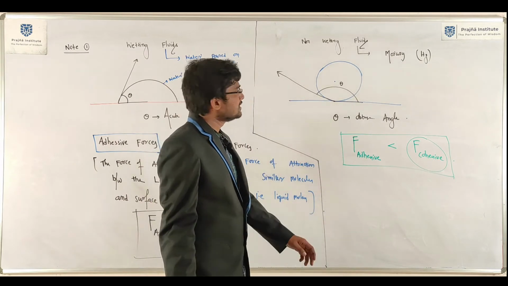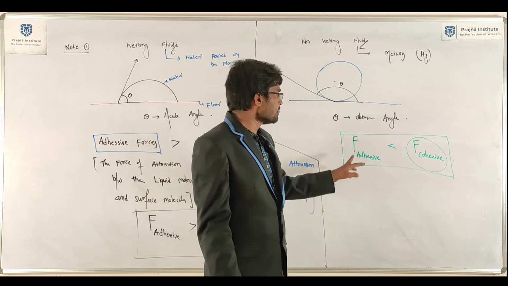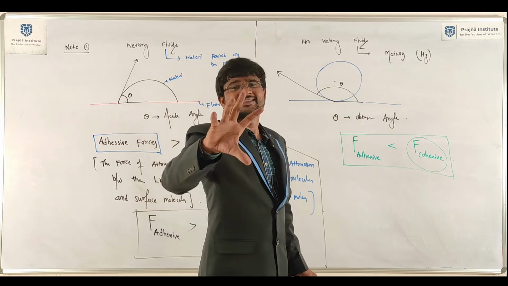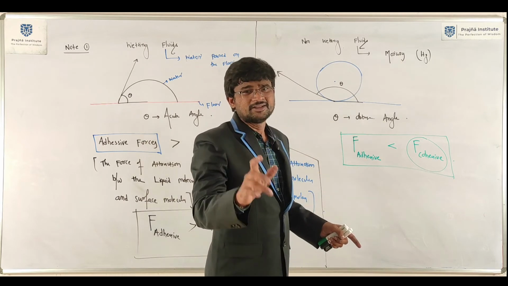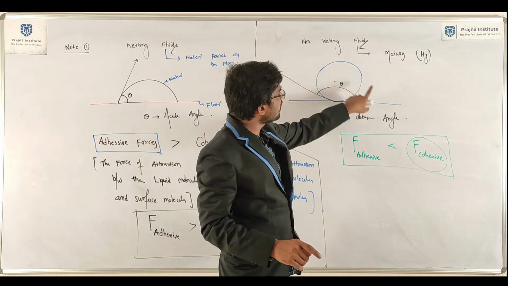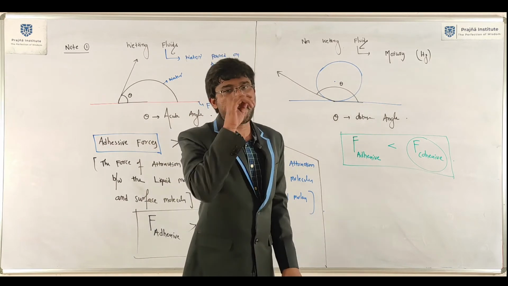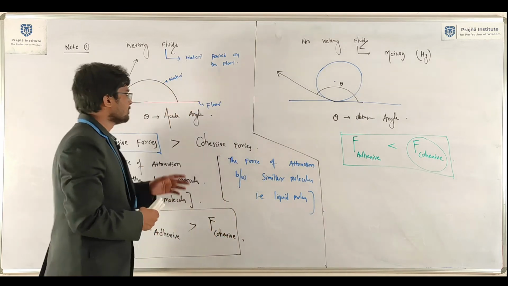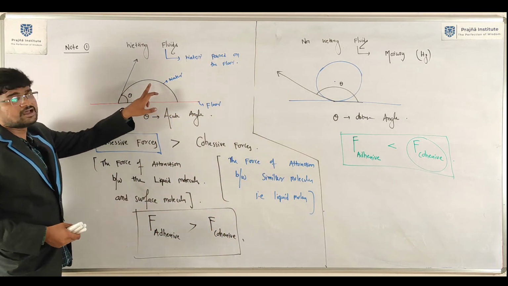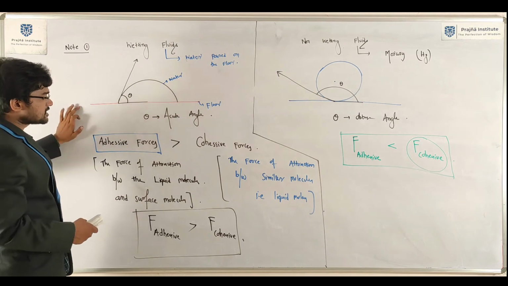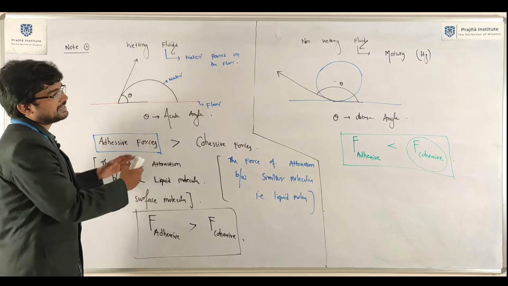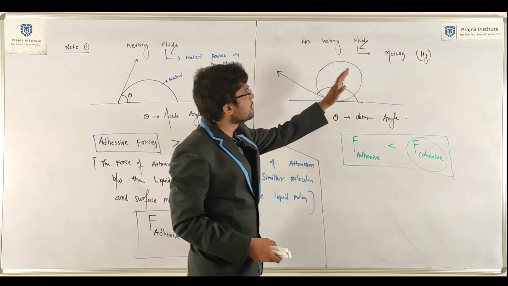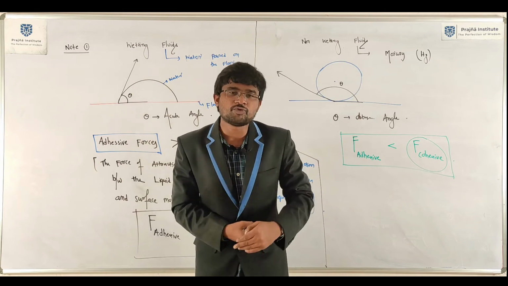This is the reason. Non-wetting fluid means the force of attraction between the liquid molecules is very high. That is why it formed a drop-like shape. The force of attraction between the liquid molecules and the floor is very less, so wetting action won't take place. But here, the force of attraction between the liquid molecules and the surface molecules is very high. That is why wetting action will take place. Water is the example for wetting fluid, and mercury is the example for non-wetting fluid.